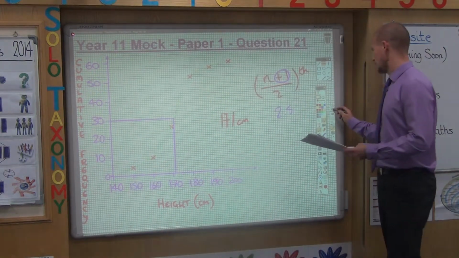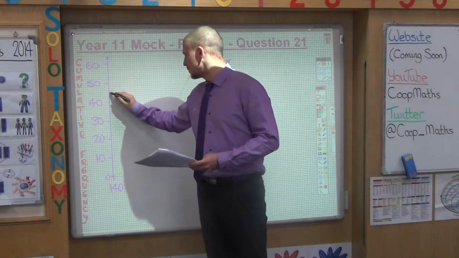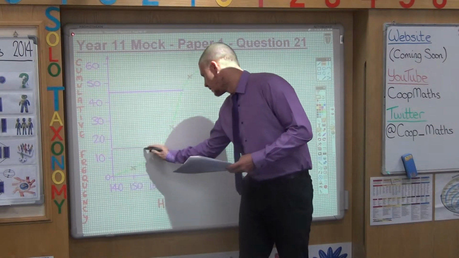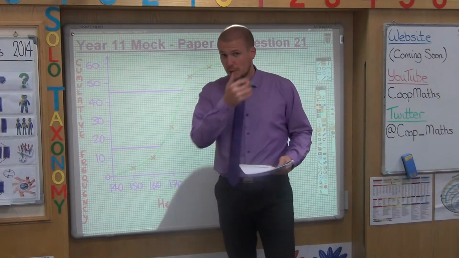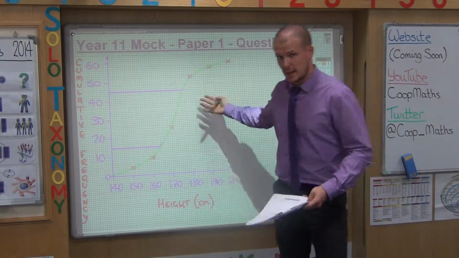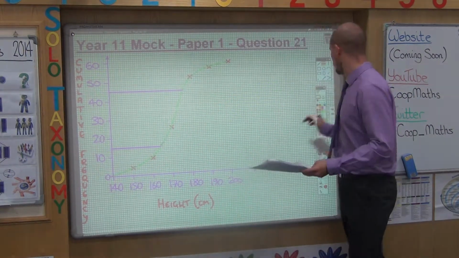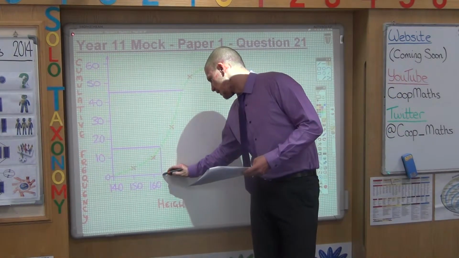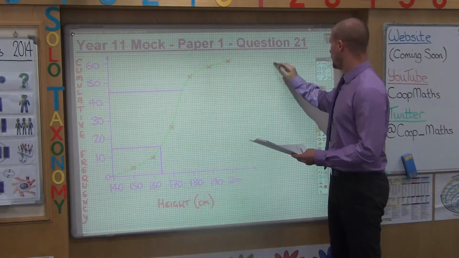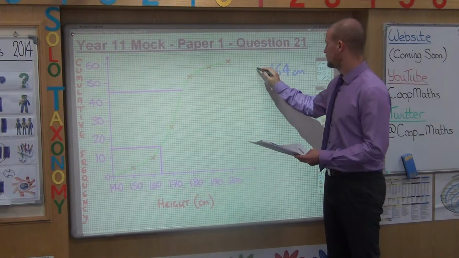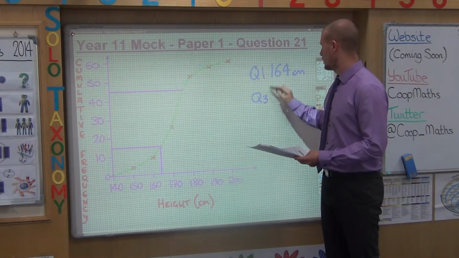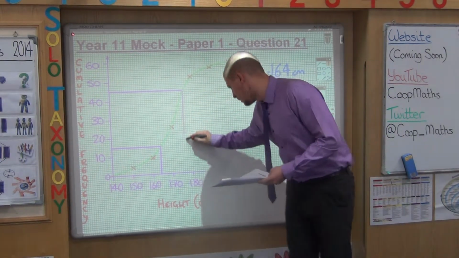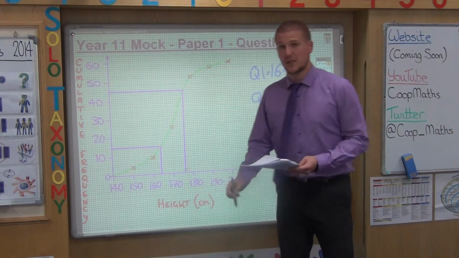So 45, I've lost my graph, that's one. 45 takes me to there, 15 takes me to here, and again your value might be slightly out from mine. Mine technically might be slightly out from the answer. It's an estimate question, there's no real perfect answer. I read down, I get 164 for the Q1. And Q3, I get 176.